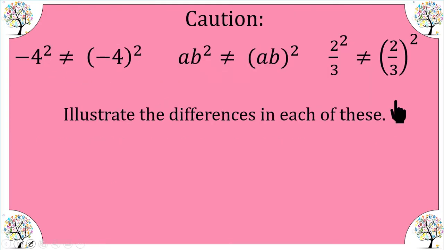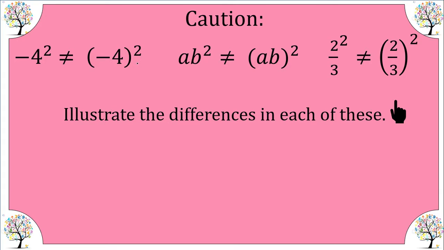So let's get started with making sure we understand the difference between expressions that look very similar but are very different. You may want to pause the video and take notes on this part especially. So let's look at the first expression. We have negative 4 squared, and we have negative 4, quantity, squared. So let me say that again. We have negative 4 squared compared to negative 4 squared.